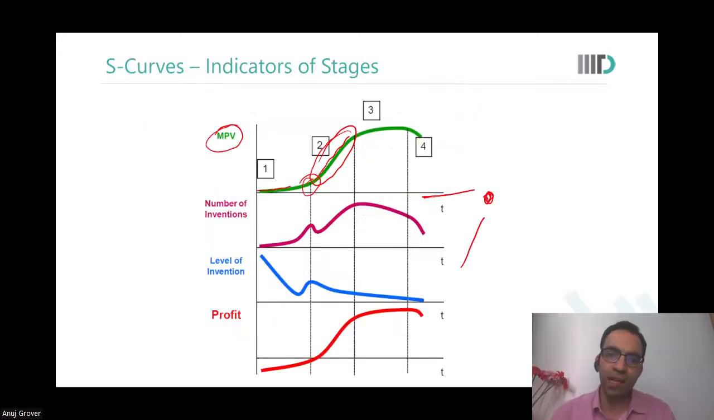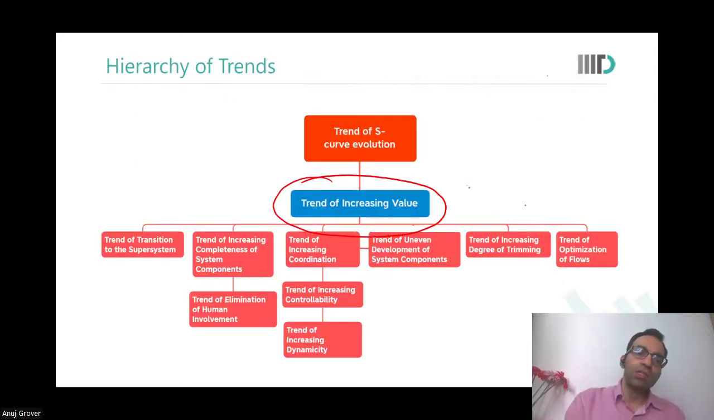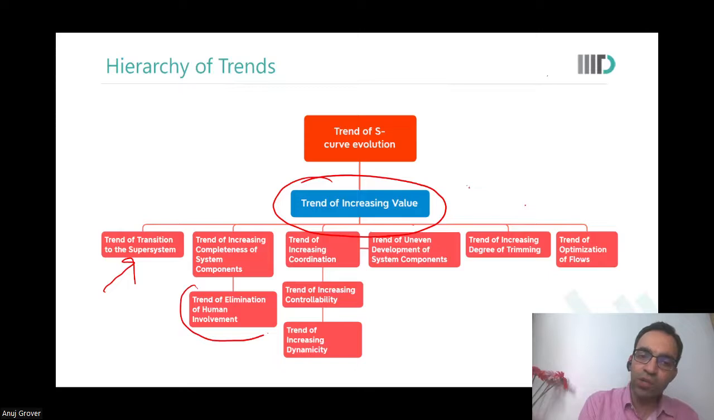Let's go back to the initial graph and look at, I will just give you a quick glimpse of other trends also once. So trend of transitioning to a super system, इसको अभी हम थोड़ी देर में देखेंगे. Then trend of increasing completeness of system components. And इसका subtrend है trend of elimination of human involvement. So you will realize that more and more as systems evolve, automation increases. ऐसा होता है? So how is the automation increasing? Because the system is getting more and more complete in itself.